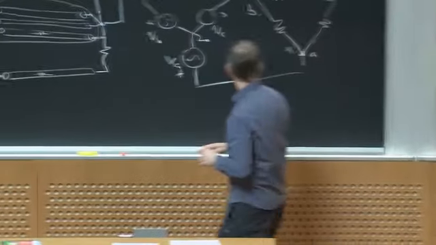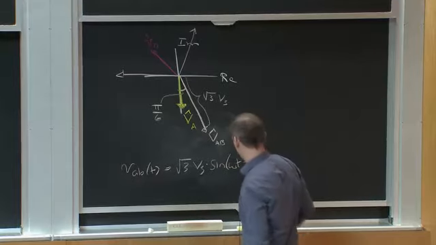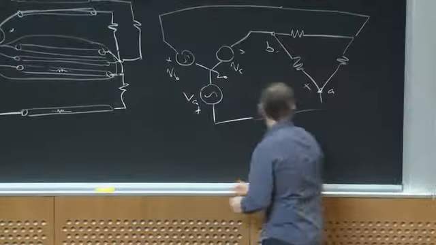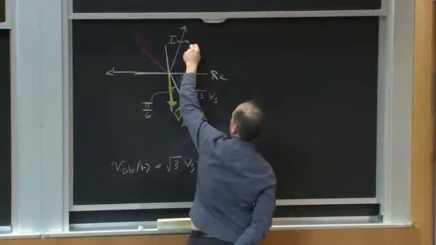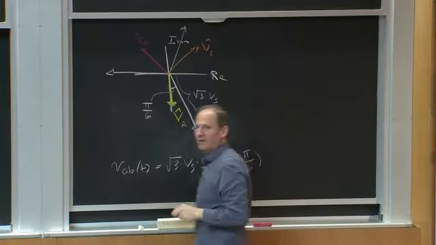And when I say balanced, I mean the three of them add to 0 instantaneously at any given time. And I guess I left off my third phase here, which should have been like this, BC. Okay, any questions about that?